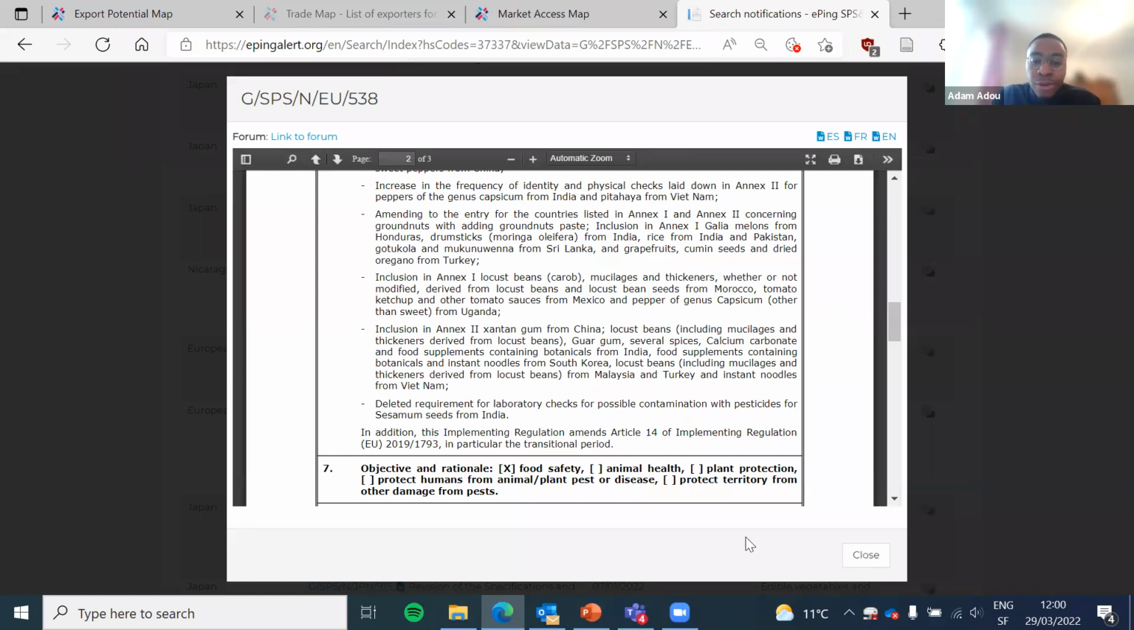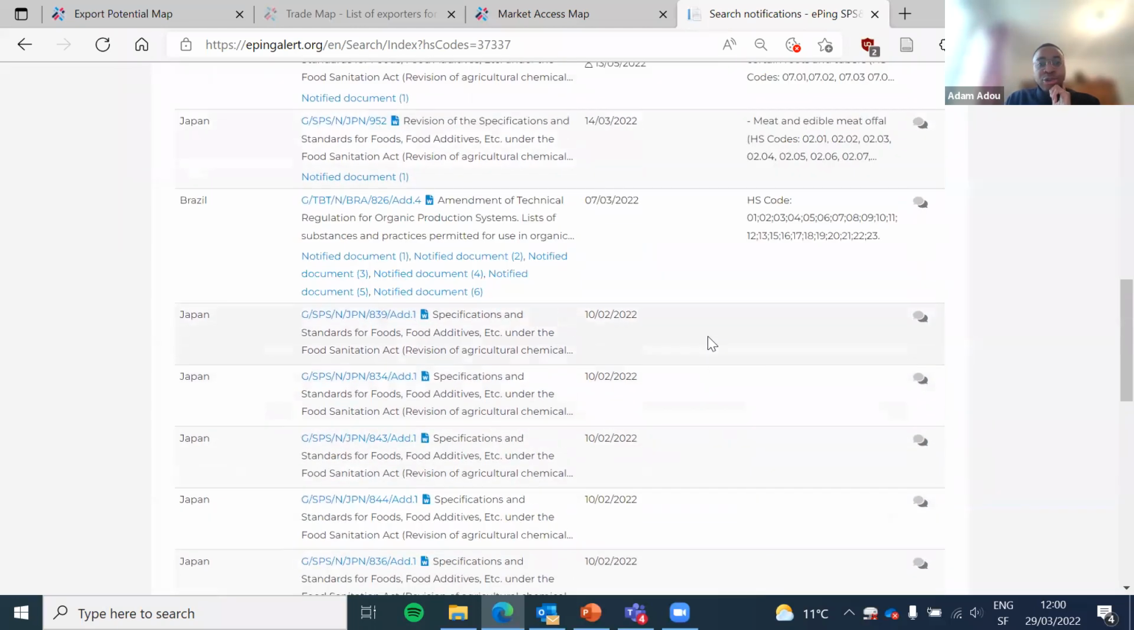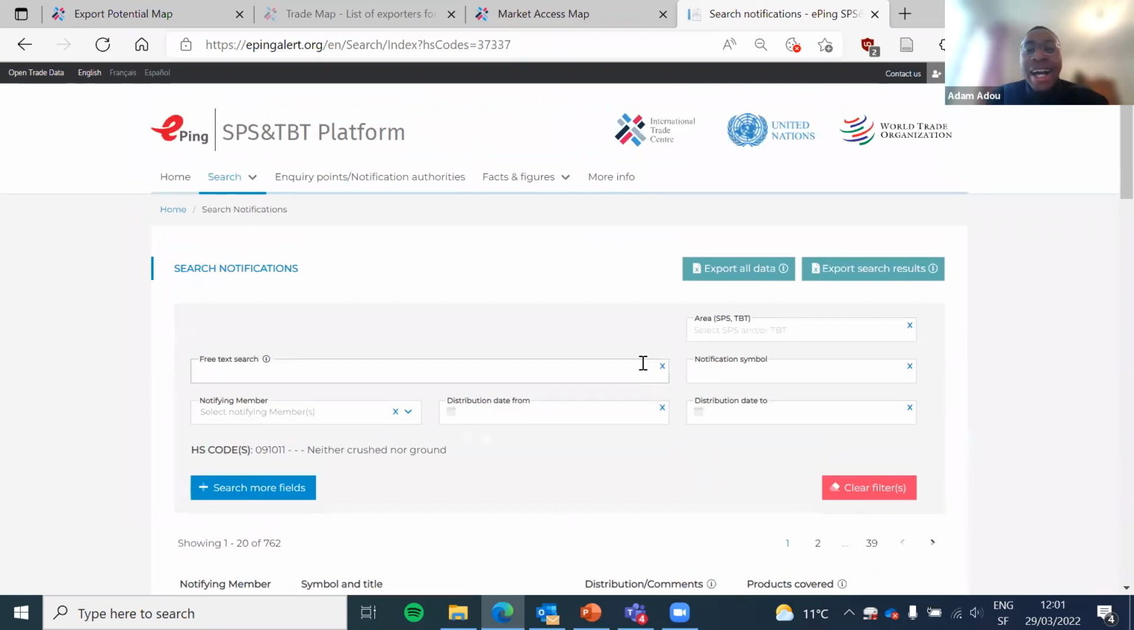But all this information is summed up in the different columns you have in here, where you have the notifying member, the type of notification, the date, the product covered, and you can even start a dialogue going to the forum, clicking in here. So those are the main features you need to know about ePing. Are there any questions regarding ePing?